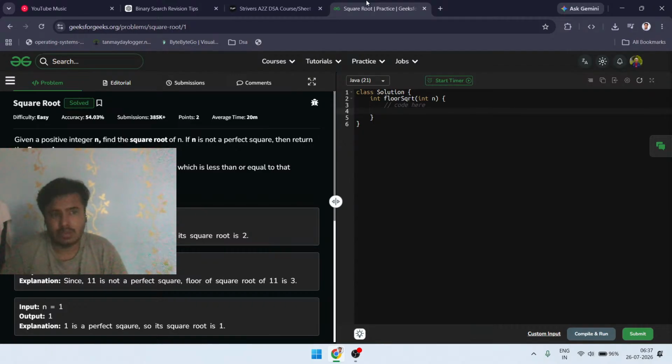We need to find the square root of a number, and if the square root is not available, we need to return the floor, the greatest integer that is less than or equal to that number. What would be the approach? It is a binary search question.